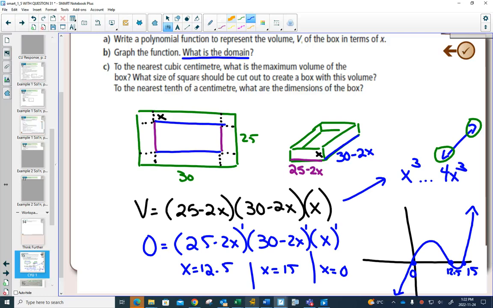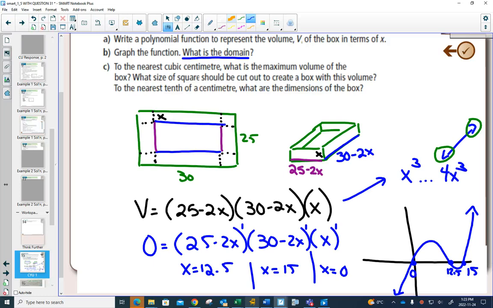But when you deal with a real life situation, some of these things don't make sense. Like, could you cut out a square of negative 5? No, that doesn't make sense. Some numbers don't make sense. Can you cut out a square of 20? No, because if I cut out a square of 20, I don't have any room left on the other side for a square of 20.